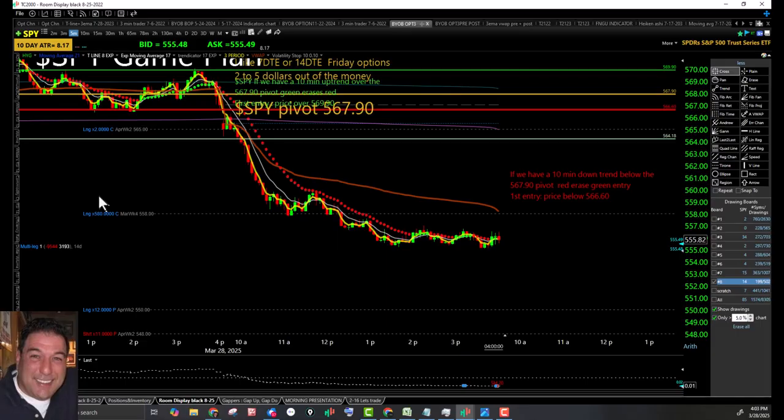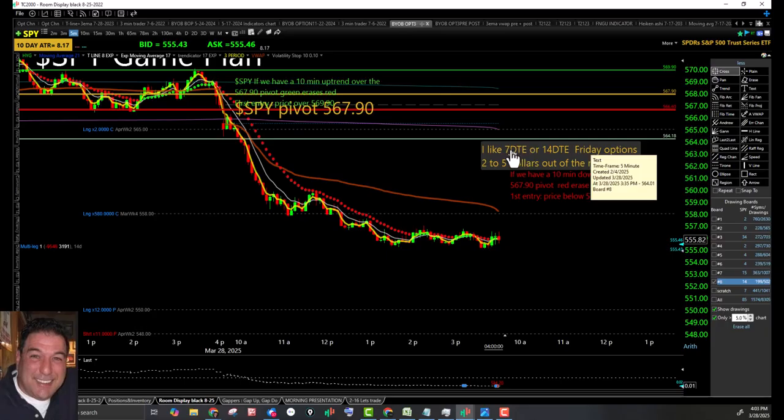So there's SPY on the daily chart. Nice 10-minute downtrend coming into the close. Options, I like Friday options. I like 7 DTE and 14 DTE, okay? I like them $2 to $5 out of the money. All right, those are the options I like to pick. $2 to $5, preferably increments of 5 cents. All right, so 5 cents is what I like.